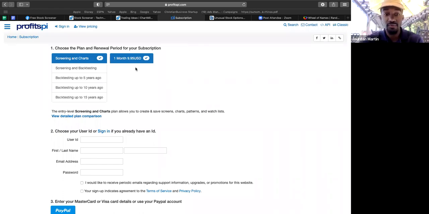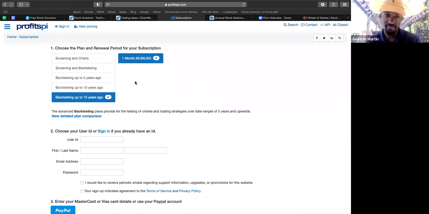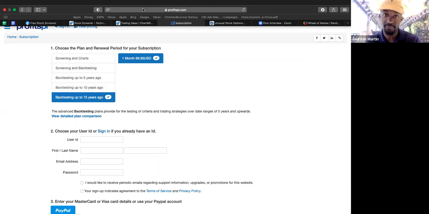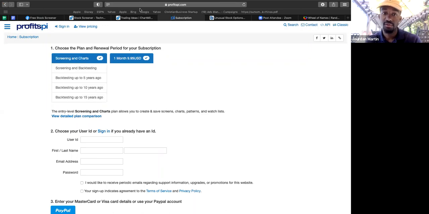All right, and that's gonna give you up-to-date screening where you can create and save those scans. You can look at charts, you can look at patterns and create watch lists. But when you're back testing, because I always talk about back testing, the one that's gonna give you 15 years of back testing data is $70 a month. And what I did was I just bought it 1 month back in 2018. I ran like 400 tests in that 1 month. So there's no limit to how many tests you can run on this. I think there is a limit, but you just delete some of the tests that weren't successful, and then you have those spaces available again.